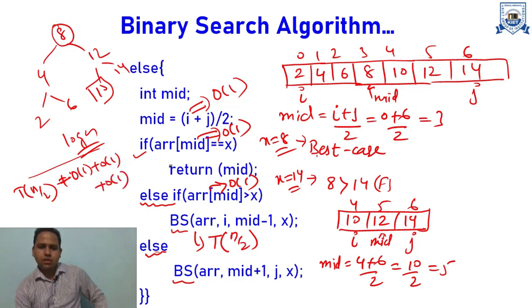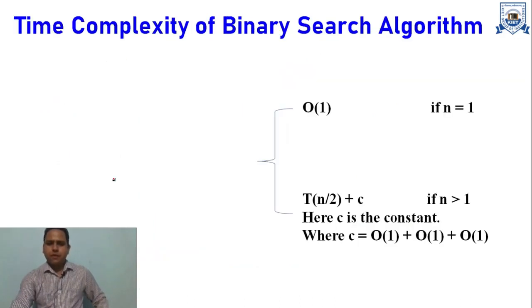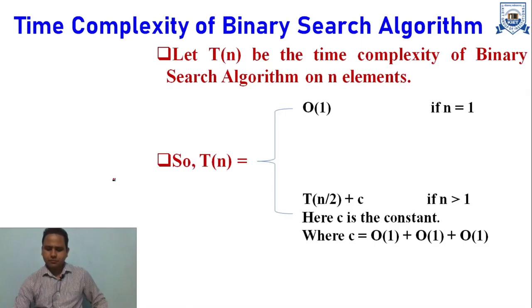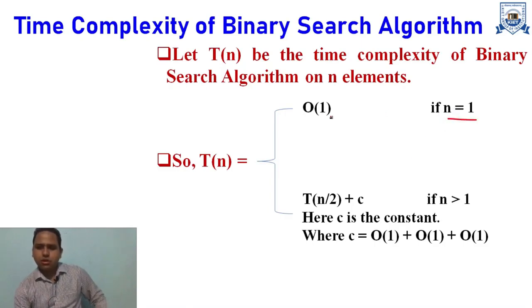Since we have 3 constants, I can replace this 3 order of 1 with c. So that is our analysis part, and that is what I have written here. Here you can see, if the array has a single element, we get the element in just one comparison. Now if the array has more than one element, we need to recursively call.